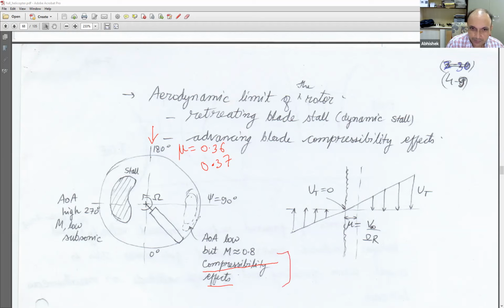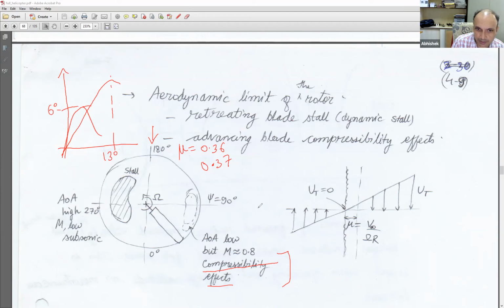And not only that, your blade may actually even stall here. Why? Because at such kind of conditions, normally we talk about how NACA 0012 has a stall angle of 12 degrees, 13 degrees, something like that, right? But when I go to this kind of high Mach number, 0.8, this same airfoil will actually stall at 6 or 7 degrees. Okay, so this is a very, very low angle of attack, and even then my airfoil may stall.